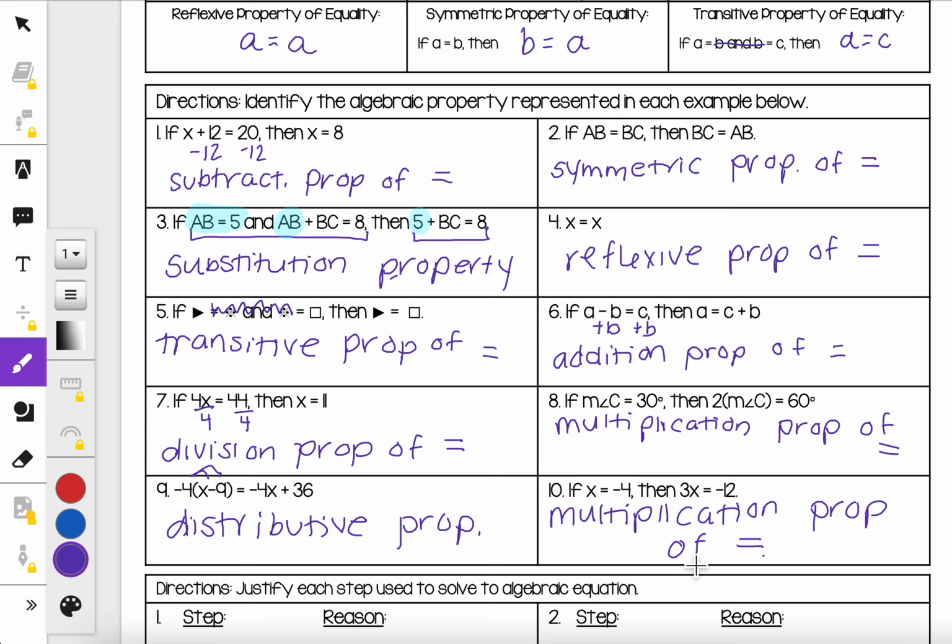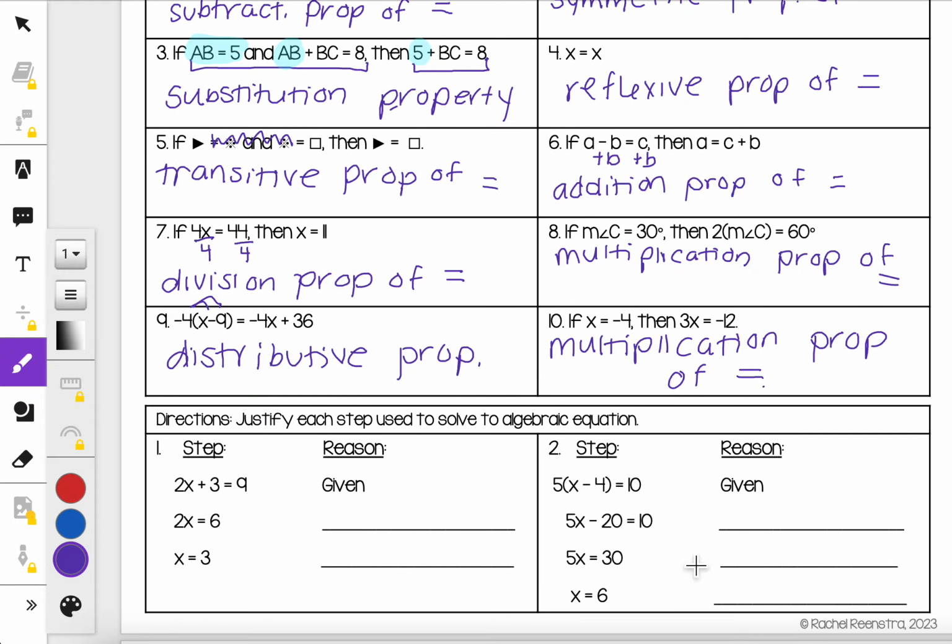Okay, so now we're going to ease our way into this 2-column proof. What we have here is an algebraic equation that we solved. So I have my steps and then I have my reasons. Once we officially get into our proof, we're going to talk a little more about this given, but we're just going to think of it as our starting equation. Okay, so we want to solve 2x plus 3 equals 9. All right, that is our given equation.